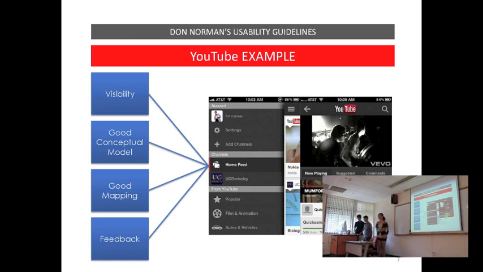Hi, I'll talk about Don Norman's usability guidelines. I think as UX designers, we all know quite a lot about all this. So when you design for a certain group of people, you need to take note of the following: visibility, whether you have a good conceptual model, good mapping, and good feedback of your product.